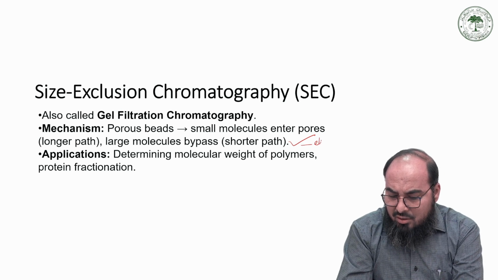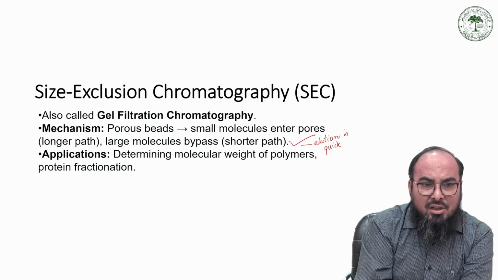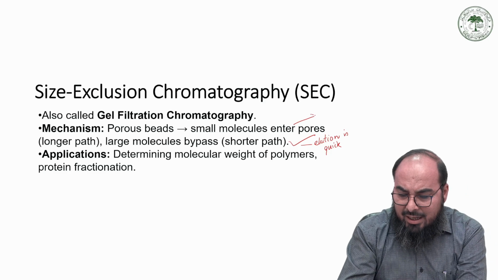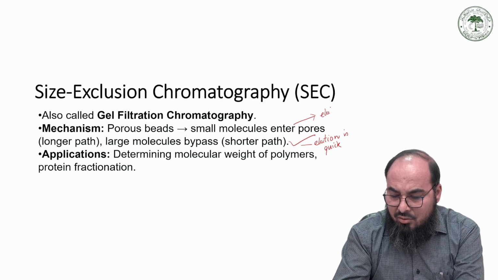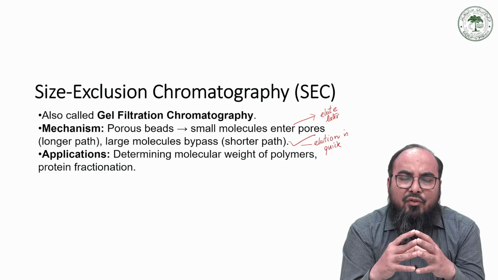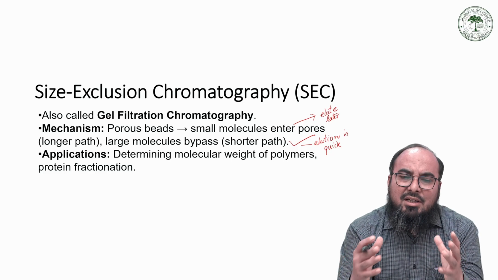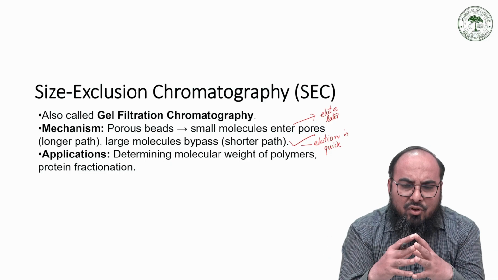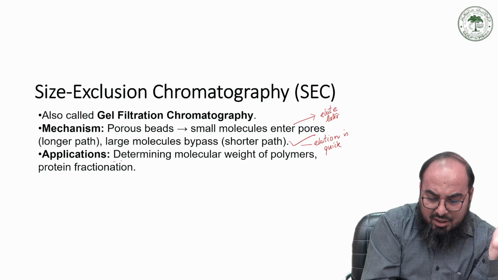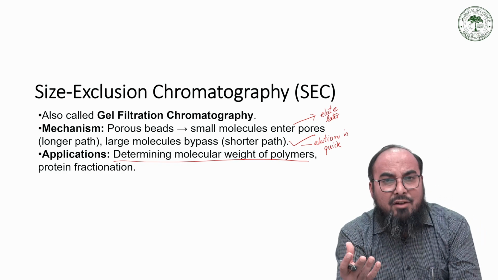Here elution is quick, and the molecules which enter or get trapped elute later. On the basis of the difference in the elution pattern, the different components get separated. This type of chromatography is very good for determining the molecular weight of polymers as well as for protein fractionation.